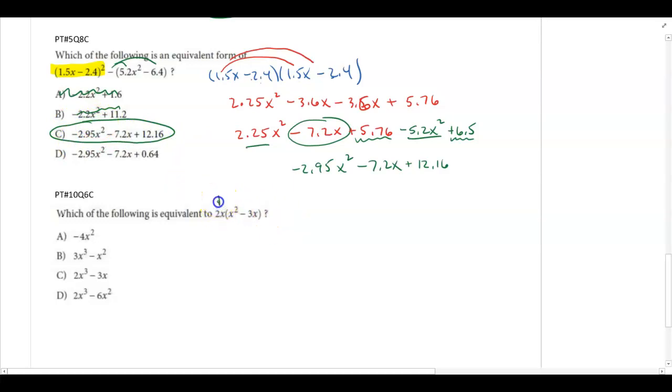For the next one, I have 2x times this quantity, and all I'm going to do is distribute. 2x times x squared is 2x to the third, and 2x times negative 3x is minus 6x squared. If I look, that would be letter D.